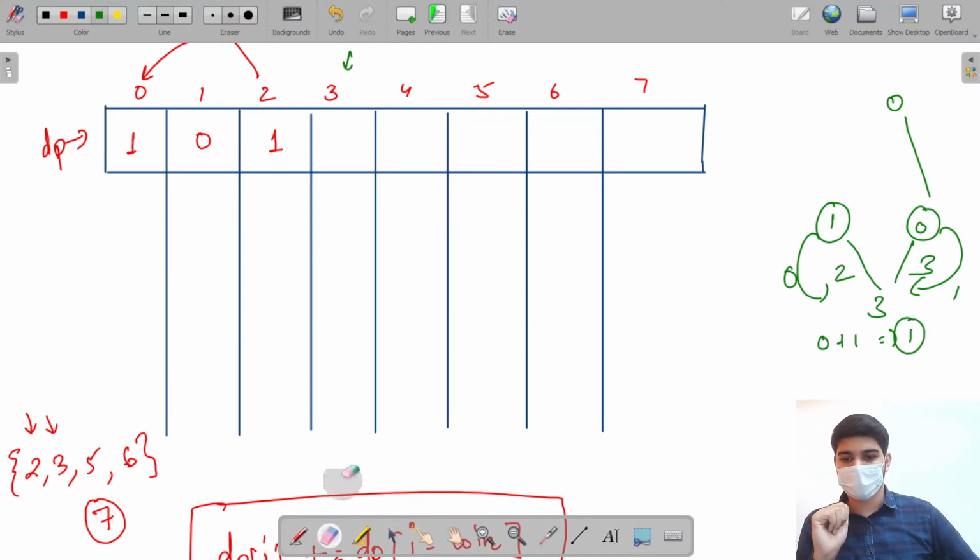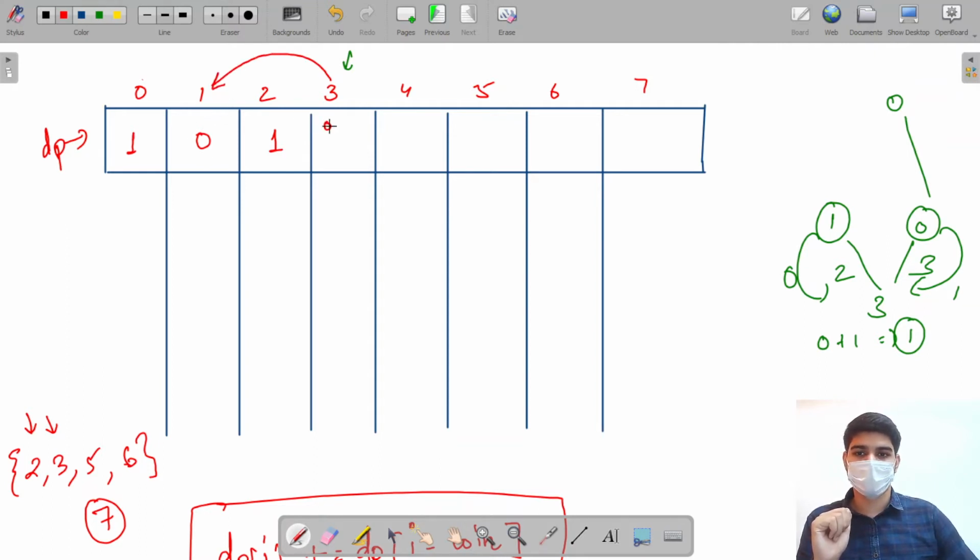So if we see this on the DP, what's happening is the very first coin that I got is 2. So I went from 3 minus 2, which is 1, and 1 said, okay, there is 0. So I did 0 plus. Then I called for another coin which is possible, which is 3. So 3 minus 3 got me to 0. 0 said there is one possible way, and I added 1. This gave me a total of 1, right?